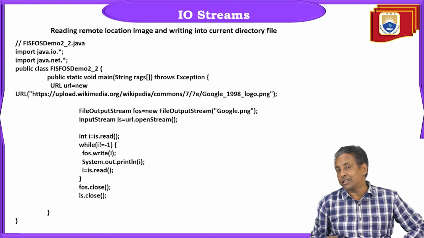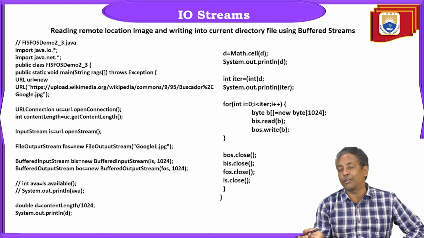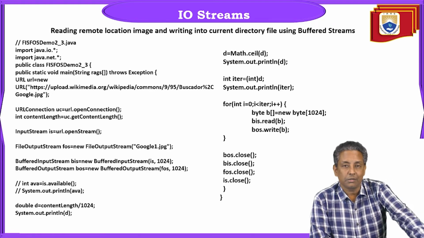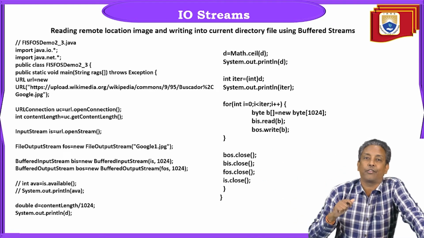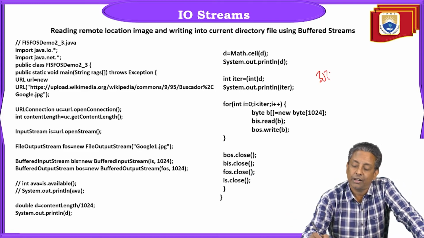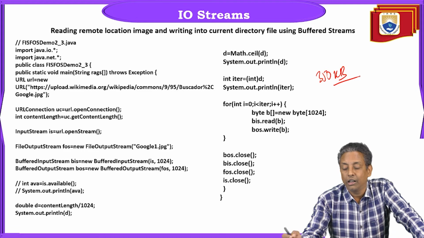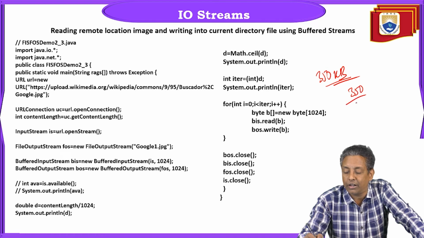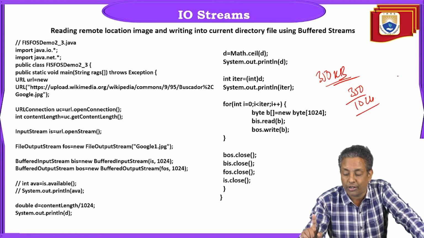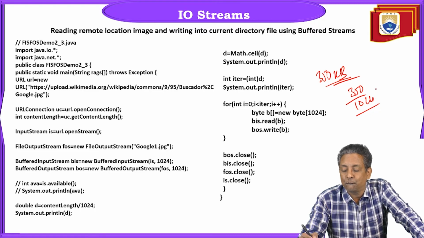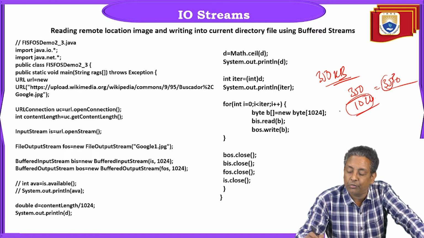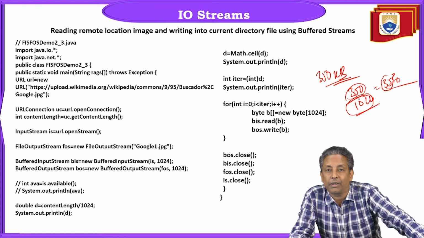So what is a buffered stream? DataInputStream, DataOutputStream, BufferedOutputStream and BufferedInputStream are filter streams. What is the advantage of BufferedInputStream or BufferedOutputStream? The advantage is they can read one buffer of data and write one buffer of data. For example, if the file size is 350 KB, 350 divided by 1024, since 1 KB is equal to 1024, you get some 35.0 something. And if each time you read 1024 bytes, 35 times, then this content will be read.